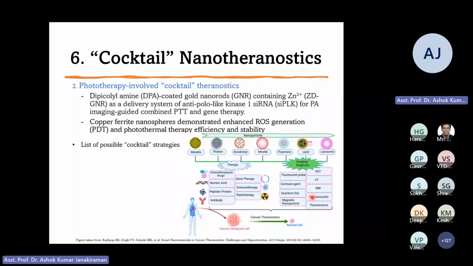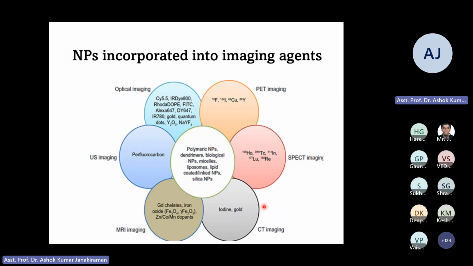So our ultimate aim here is to treat the cancer cell without disturbing the healthy cells. Some of the nanoparticles are incorporated with an imaging agent. For example, we have cadmium, chromium. Then we have some optical imaging like Cy5. This is an imaging agent. Then we have ultrasound imaging, and MRI imaging with the different ions.